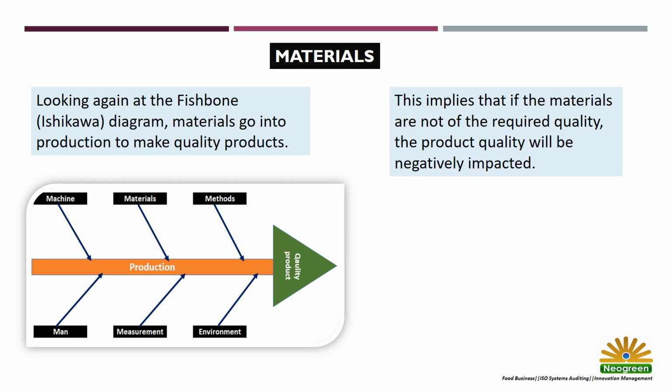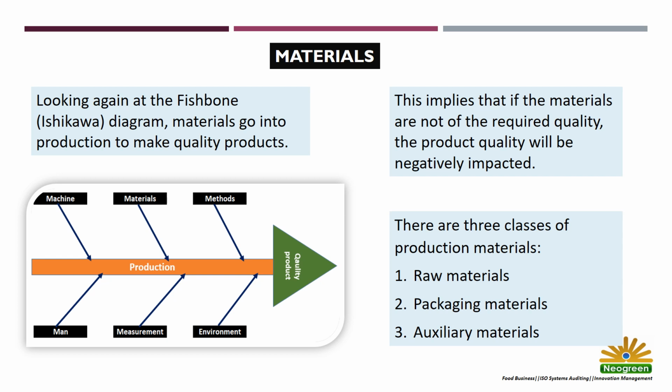Materials. Looking again at the fishbone Ishikawa diagram. Materials go into production to make quality products. This implies that if the materials are not of the required quality, the product quality will be negatively impacted.